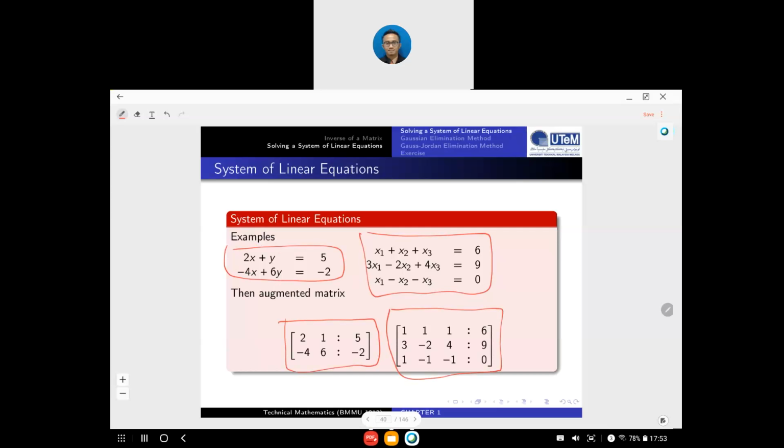Remember, before you transform to an augmented matrix, make sure all the x variables are in the same column. Y variables must be in the same column. Also the same thing if the variables are x1, x2, x3. So the first one x1, x2, x3. So x1, x2, x3. Okay.